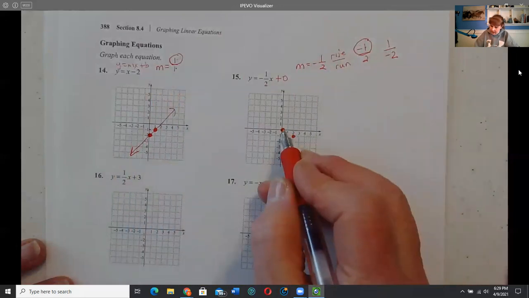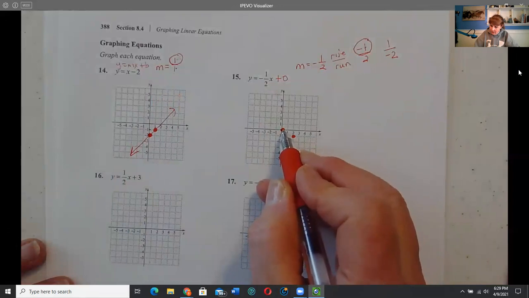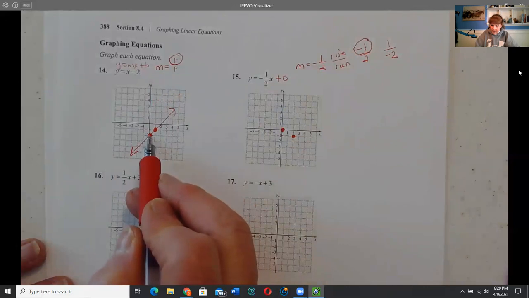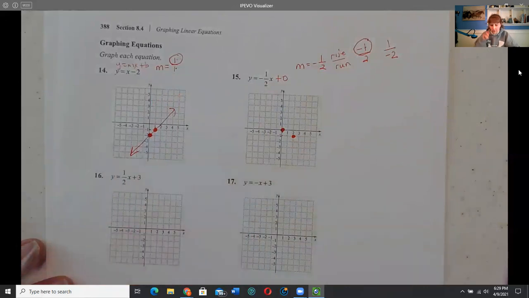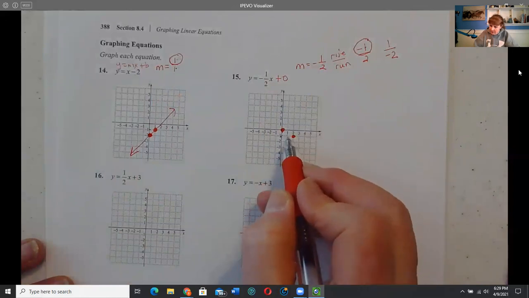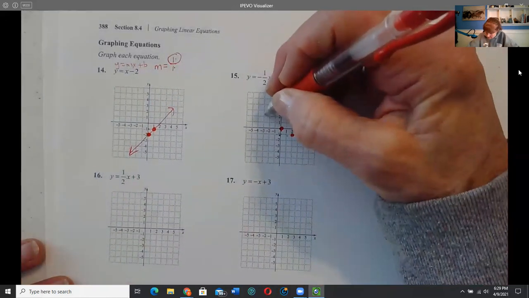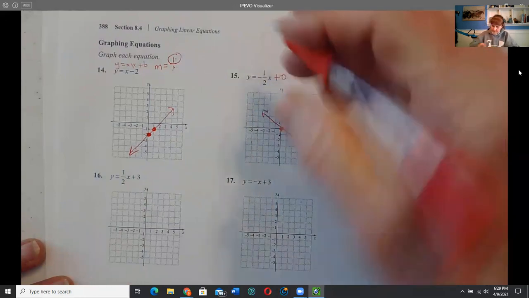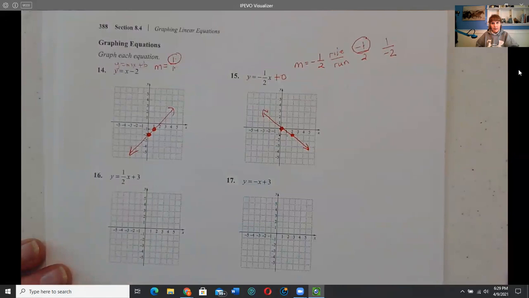So I'll go down 1 from our 0. You start from the 0 on this one. We started from the -2 on this one. Always start from the y-intercept. So we went down 1 and to the right 2. And then, of course, it fits because we know it's falling. And there's your graph of all your solutions.